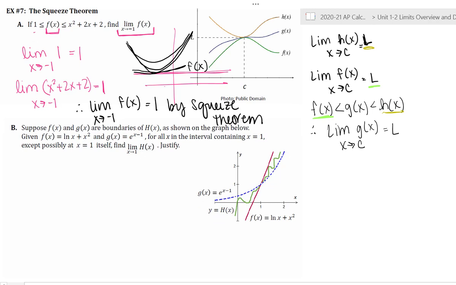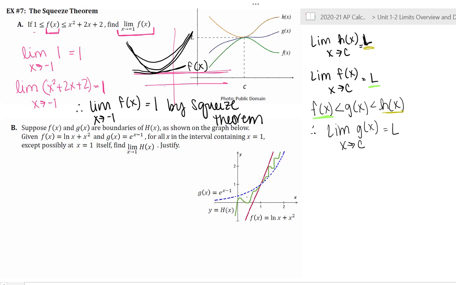So the big thing here, guys, is the notation. Suppose f of x and g of x are boundaries of h of x, as shown on the graph below. Given that f of x is the natural log of x plus x squared, and g of x equals e to the x minus 1 for all x in the interval containing x equals 1, except possibly at x equals 1 itself, find the limit as x approaches 1 of h of x and justify.